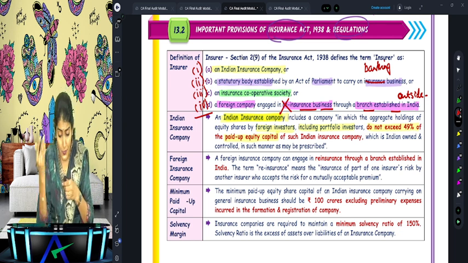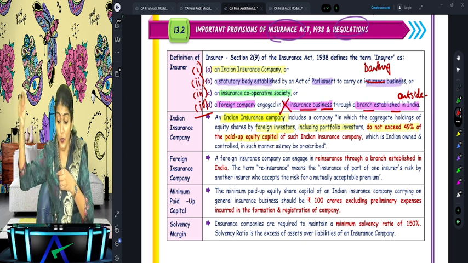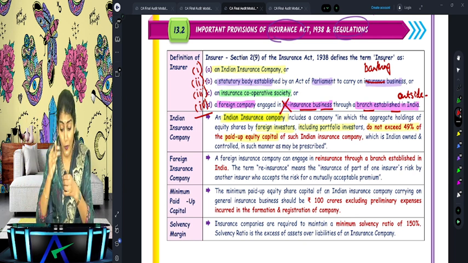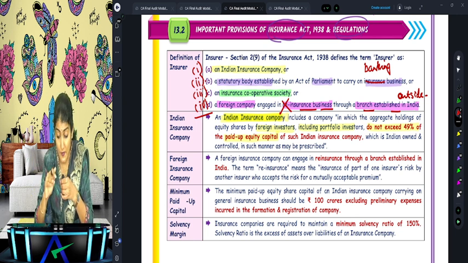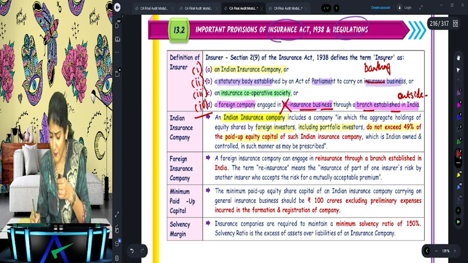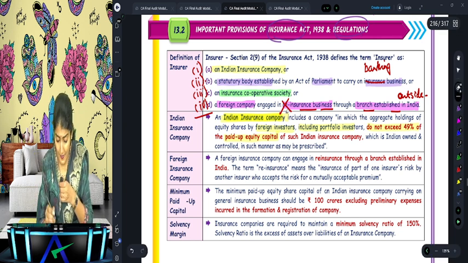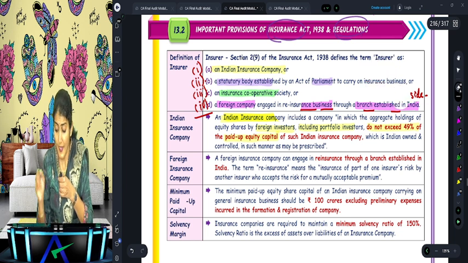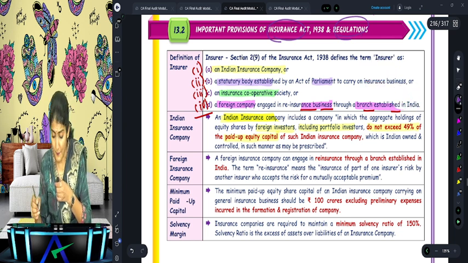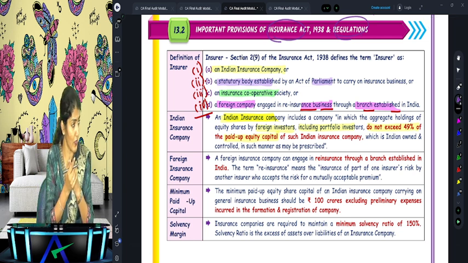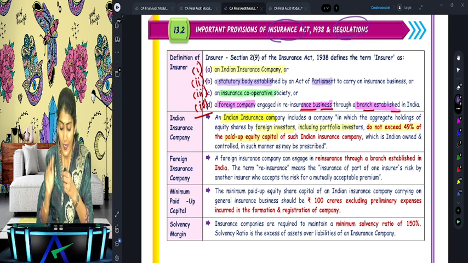Here they say a statutory body established by an act of parliament to carry on the banking business. Now where is that coming in the definition of insurer? Then a foreign company engaged in insurance business through a branch established outside India. Again, does it make any sense for us? No, it is not making sense, right? So I'm just giving you an idea regarding how you need to be very, very careful when you are studying the MCQs, when you're looking into the MCQ questions in the paper. Are you all getting an idea regarding that? Okay, right.